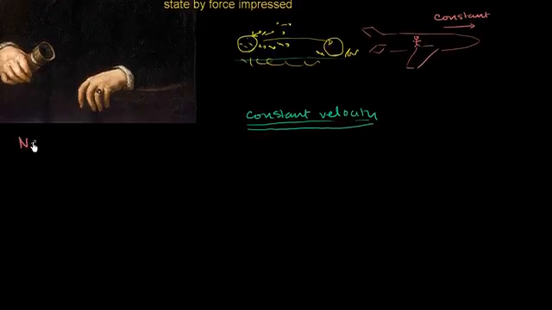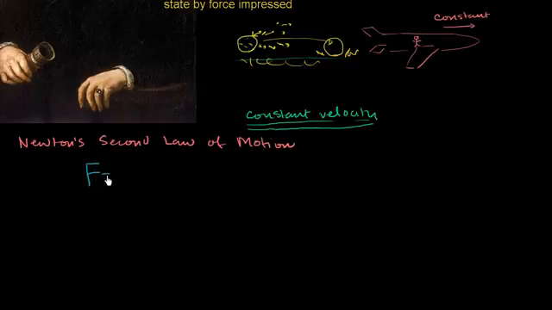So Newton's second law of motion. Second law of motion. And this one is maybe the most famous. They're all kind of famous. Actually, I won't pick favorites here. But this one gives us the famous formula: force is equal to mass times acceleration.